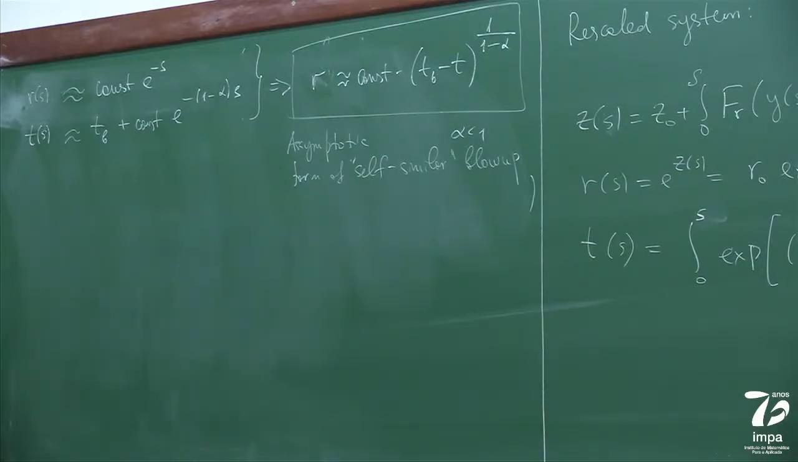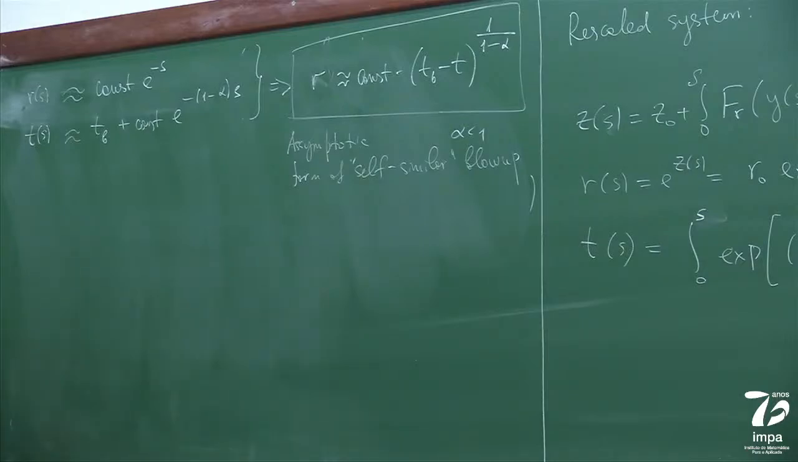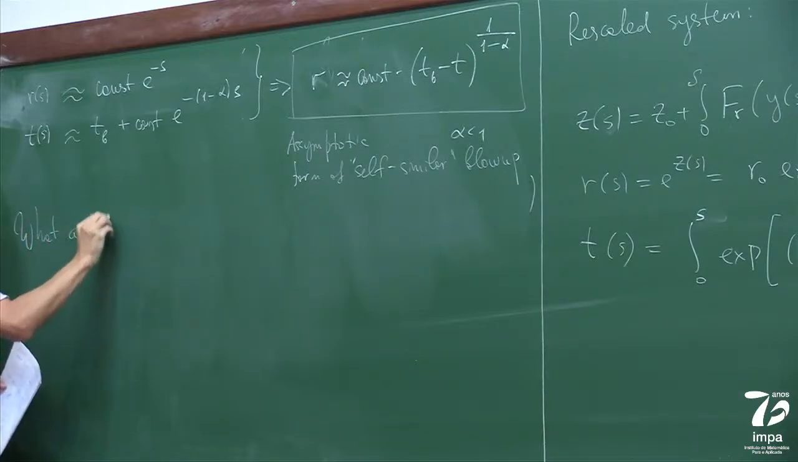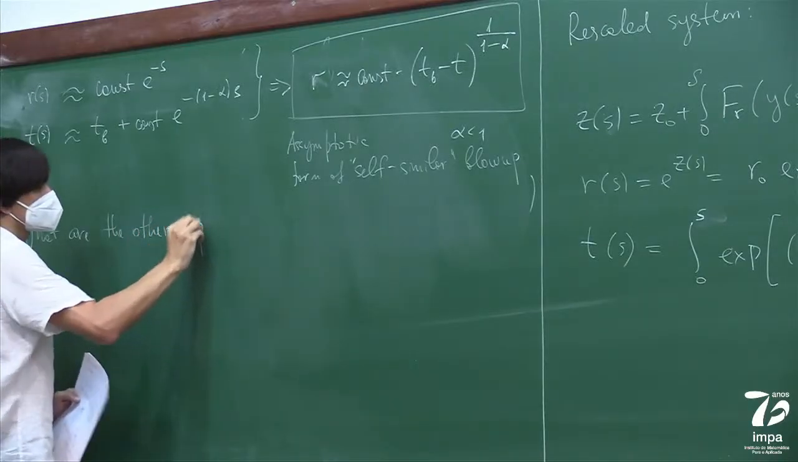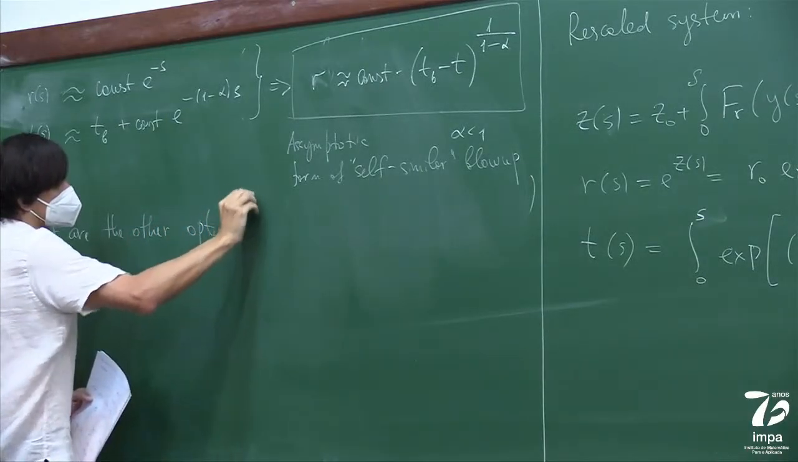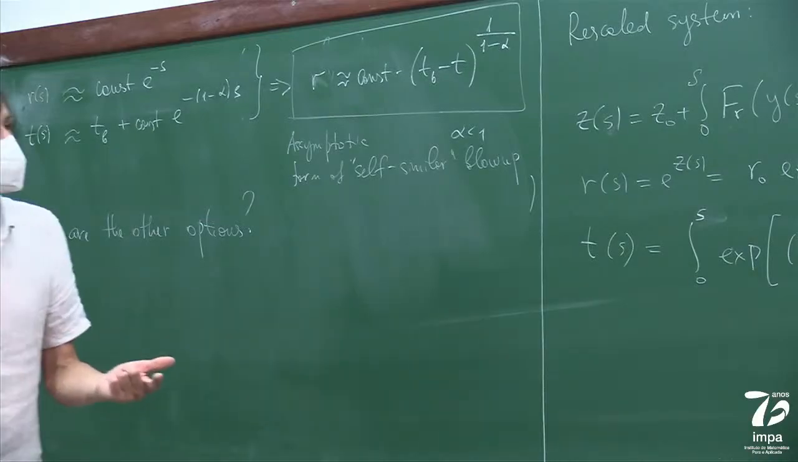Okay. So this is the first possibility. So the next possibility is the question: what are the other options? So the other options are related to different forms of attractors.